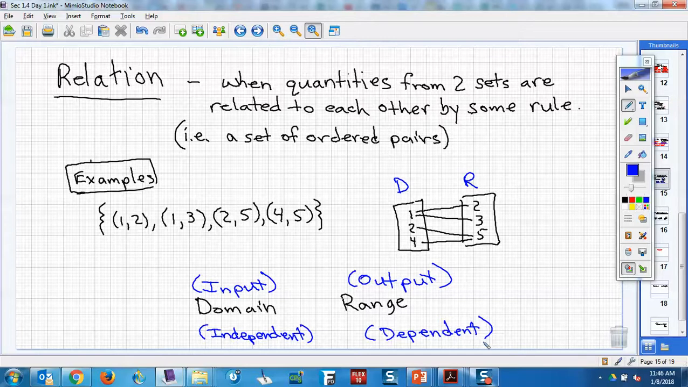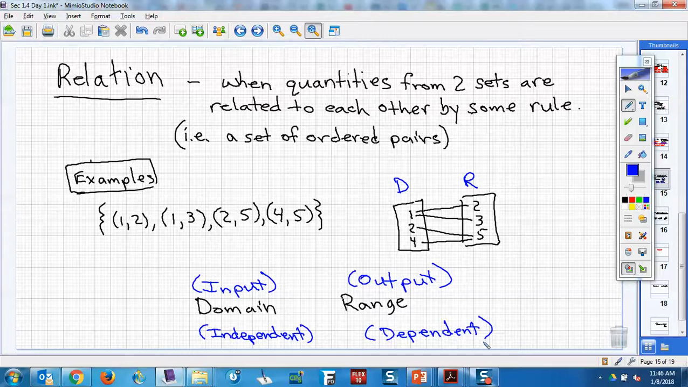Now, some of you are probably already bothered a little bit, maybe, by these first two pairs here. 1, 2 and 1, 3. What's the problem there? Not a function, right? Well, we didn't define this as a function, right? We defined it as a relation. But that's where you get a problem if you want something to be a function. We're going to define function here right now.